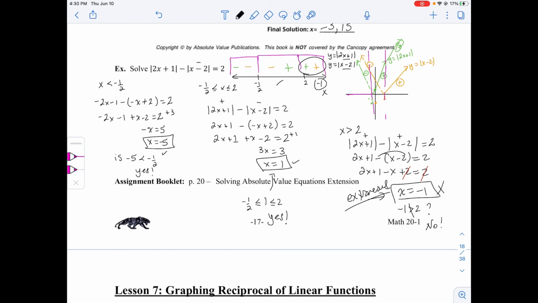So here are our answers. x equals negative 5 and x equals 1.